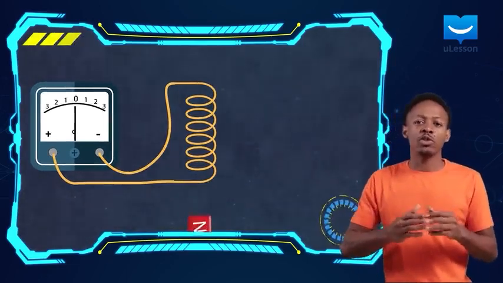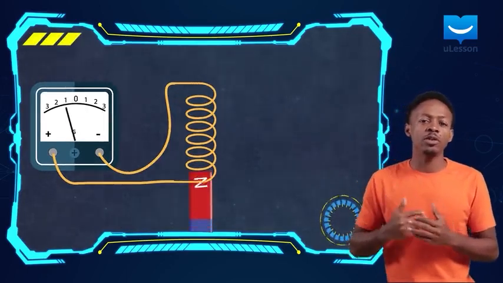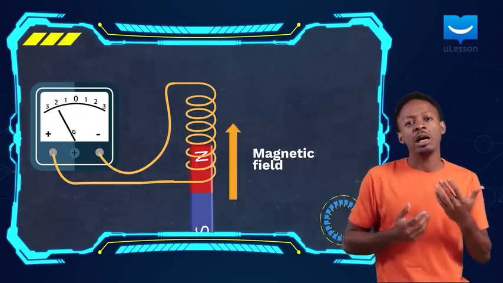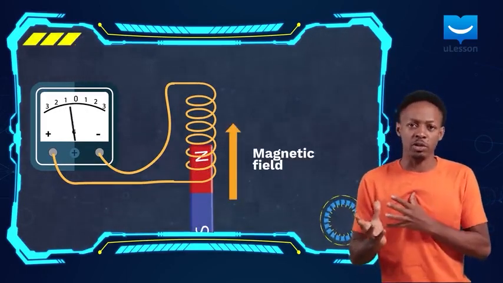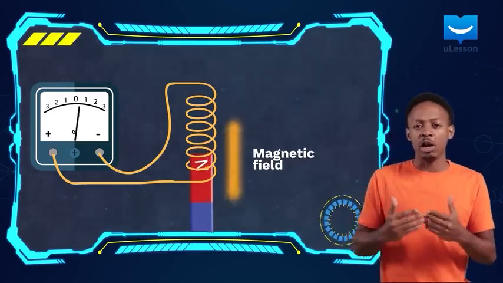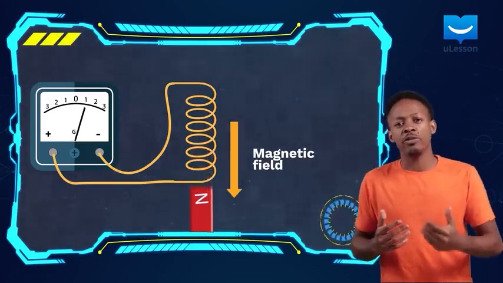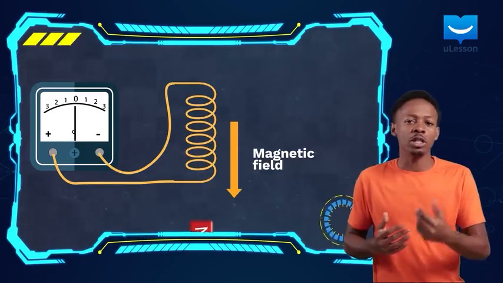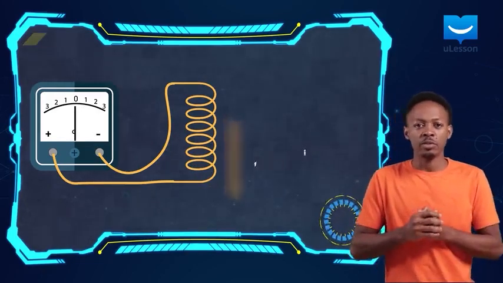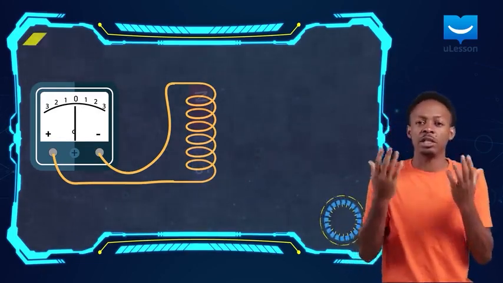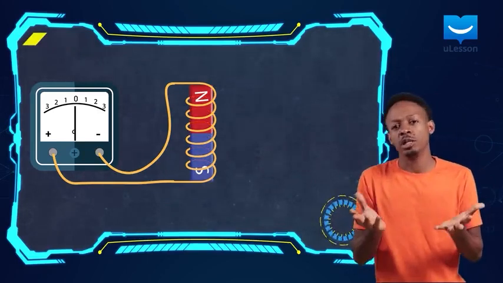When the magnet was first brought close to the coil, the magnetic field was in this direction, and that made the current flow in that direction. But when the magnet was pulled out, the magnetic field was reversed, and the current flow was in the opposite direction. Now let us keep the magnet stationary and move the coil instead.